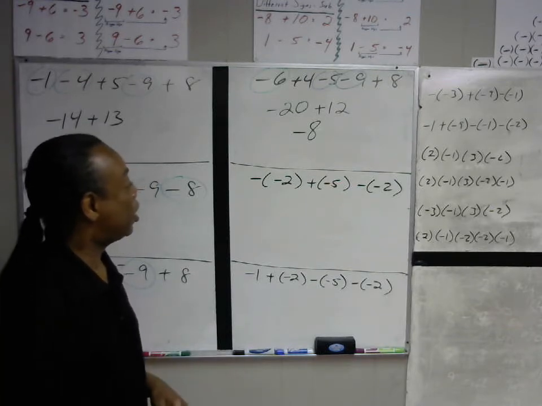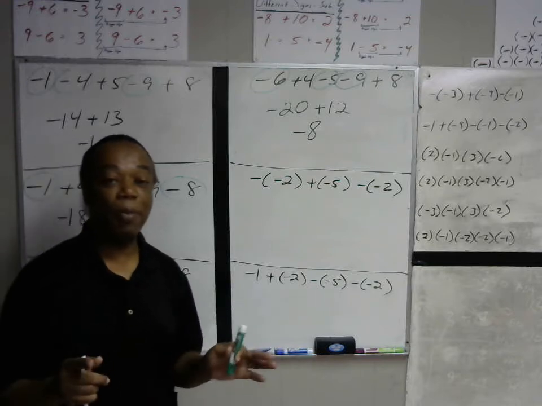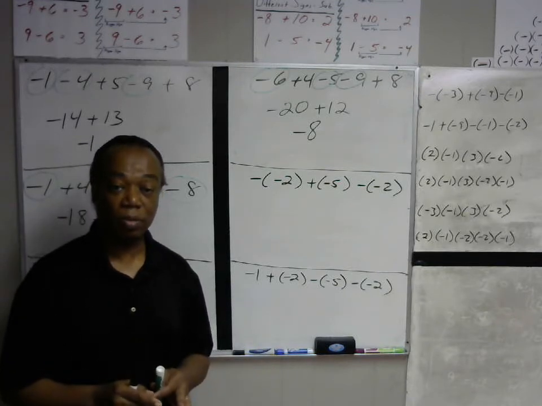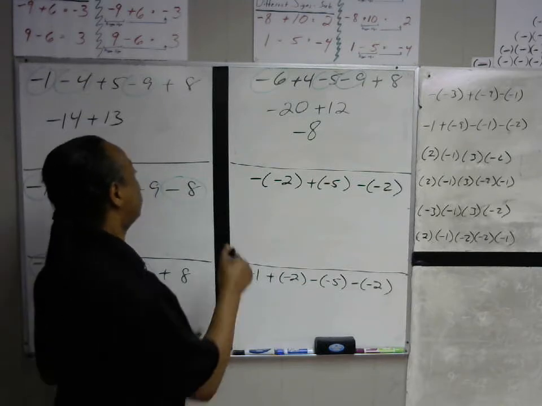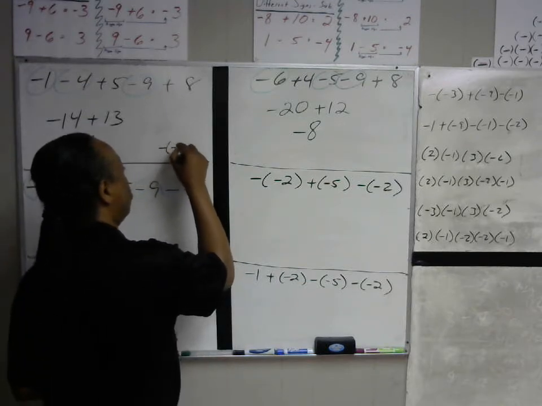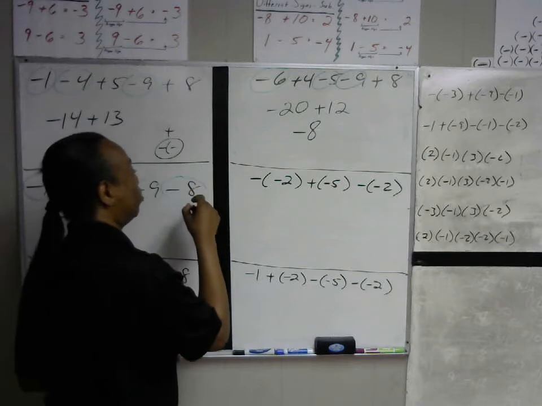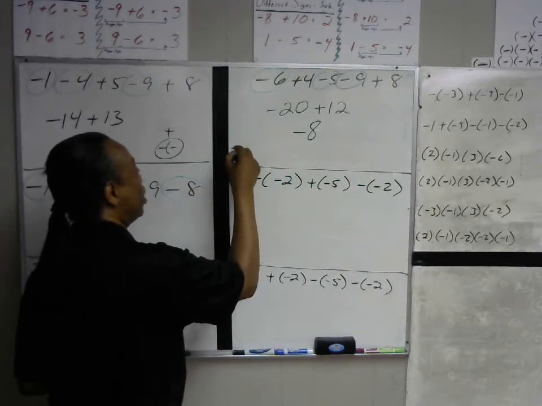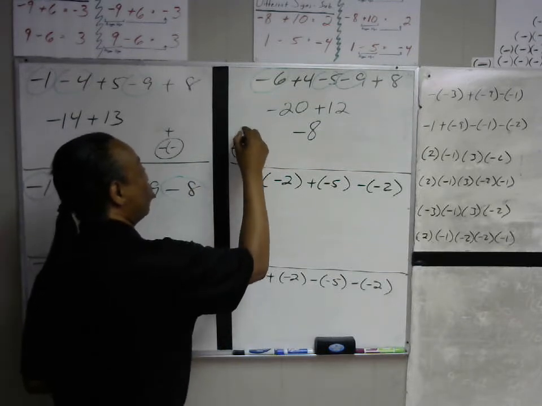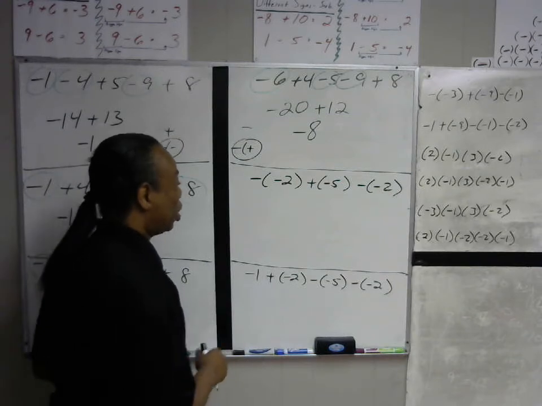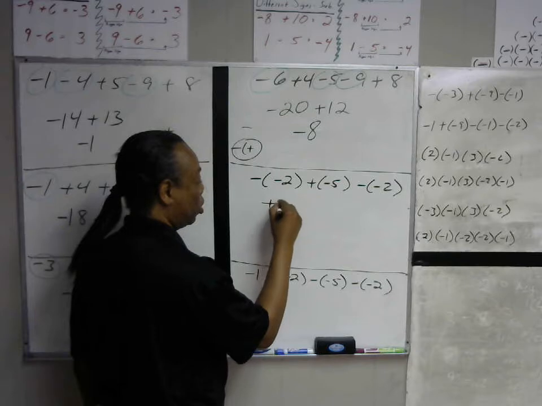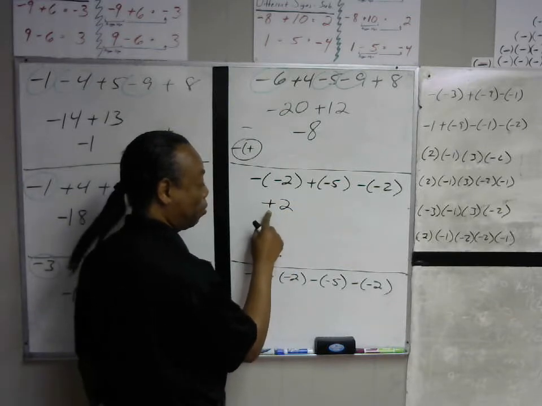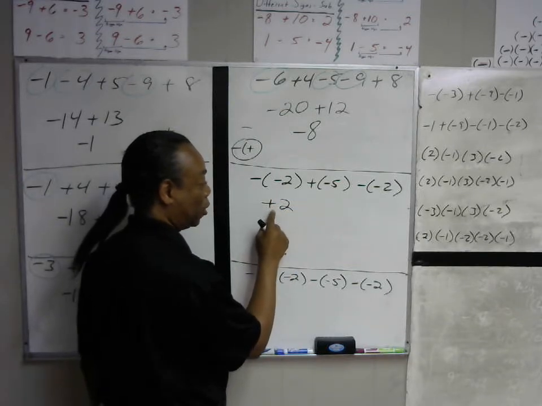Now with these, we're going to take all the double signs and make them into single signs. So this is negative. All negative negatives will become a positive. All negative positives will become a negative. So this is a negative negative, so it will become a positive. Now I don't have to put the positive at the front, but just to let you know it did change.